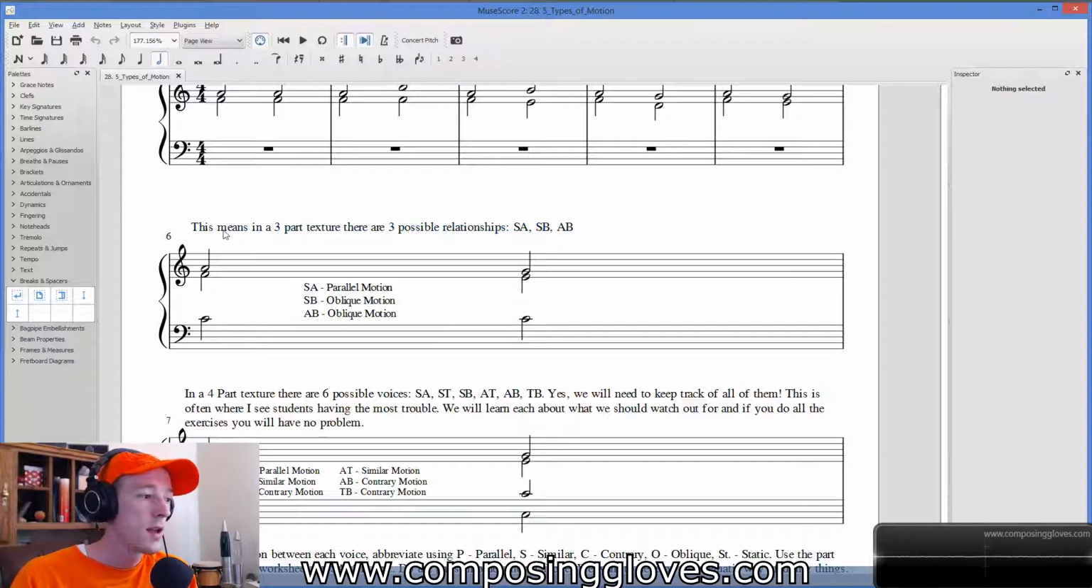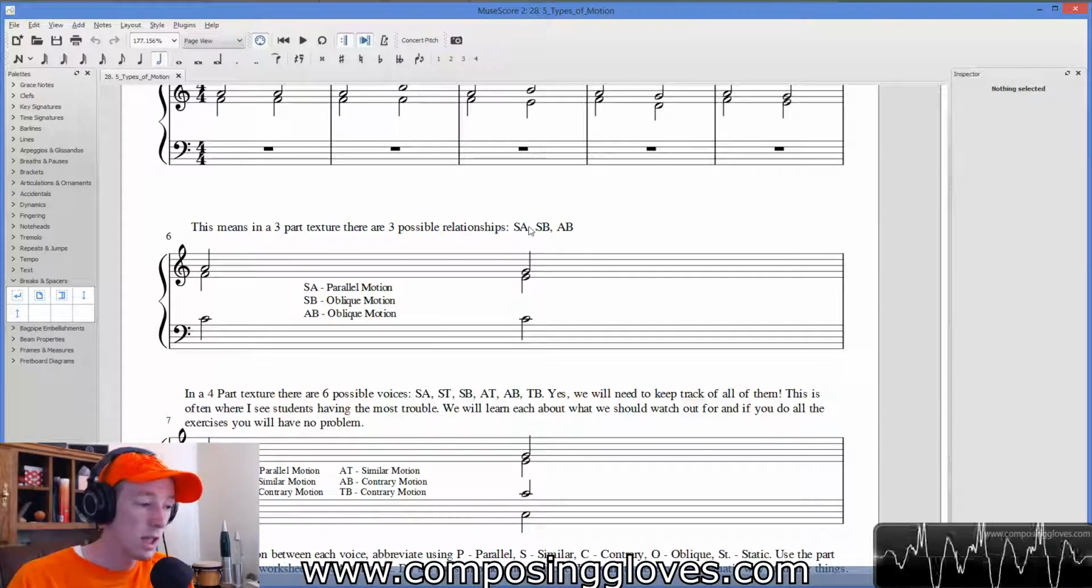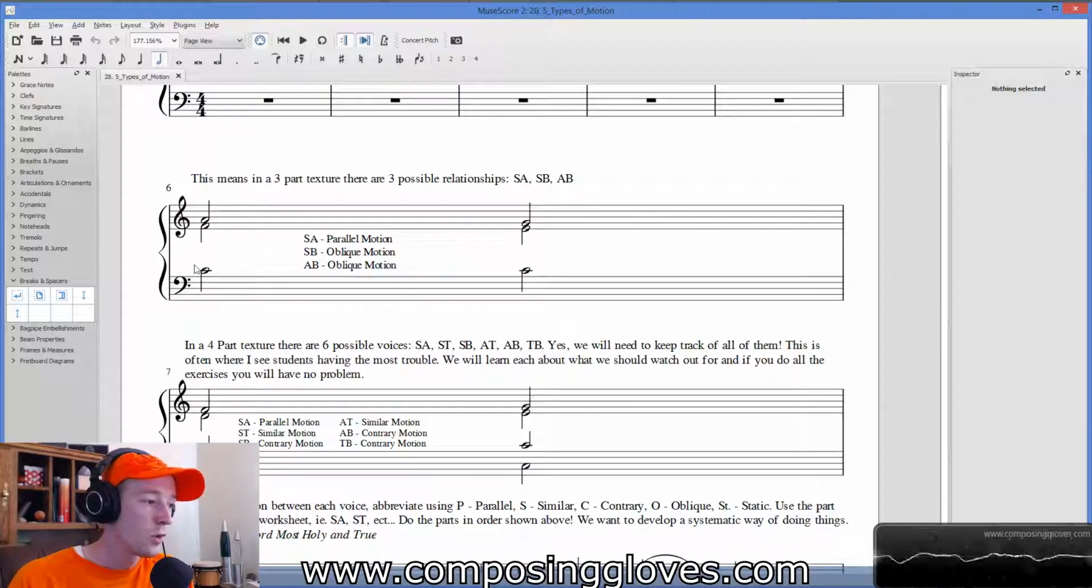So in a 3-part texture, there are 3 possible relationships. If we have 3 parts, we've added an extra note, and so we have 3 relationships going on here, and it's our job to keep track of them. Our goal in part writing is to observe these relationships and figure out which ones are the best. How can we use this to our advantage?